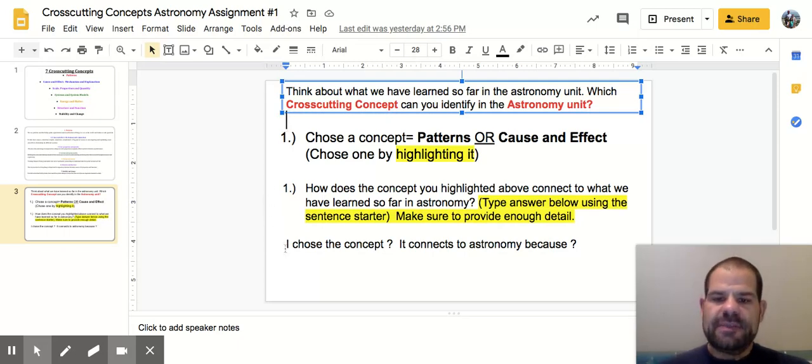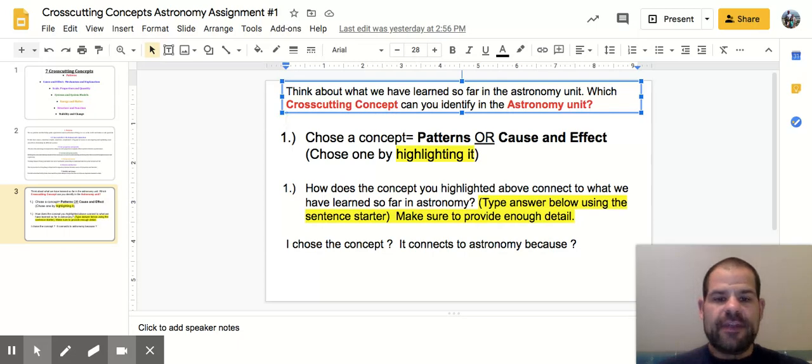The second piece is that you're going to complete this at the bottom. It says, I chose the concept, question mark. You're going to erase the question mark and replace it with either patterns or cause and effect. It connects to astronomy because, and this is where you need to think about how a pattern connects to something we've done in astronomy so far. Anything that we've learned, did you notice a pattern anywhere? And talk about it. Or you could do cause and effect. Have you noticed anything in astronomy so far where something happens because something else happens? We have talked about a bunch of these so far.